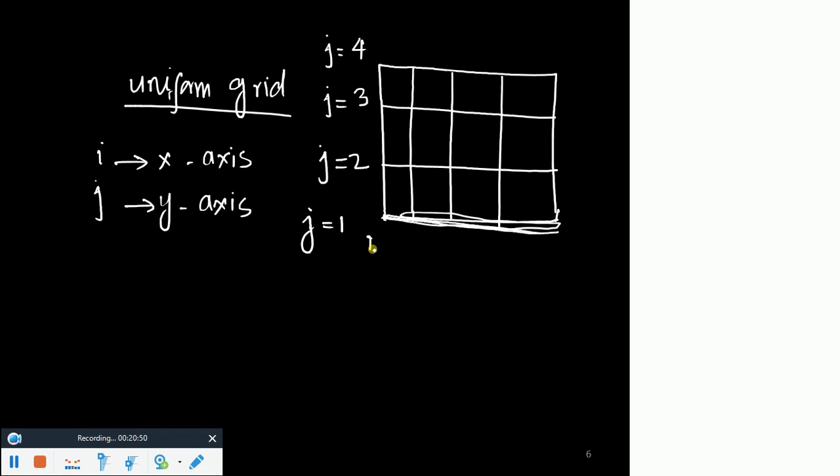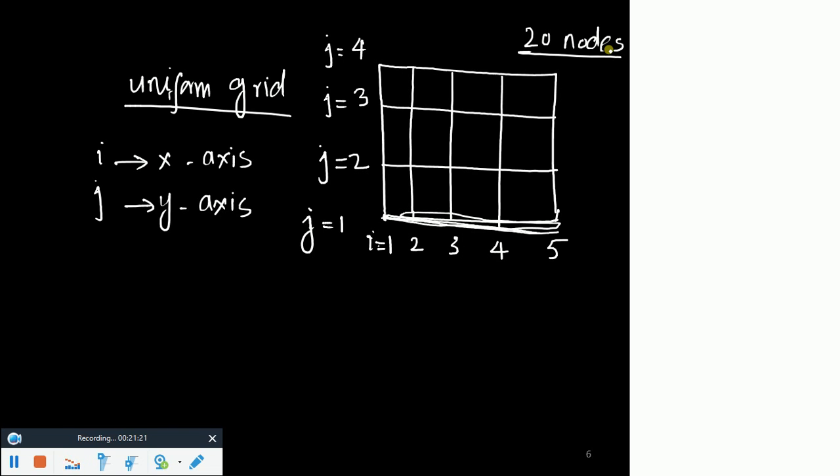So I would say this is I equals 1 over there, this is I equals 2, this is 3, this is 4, and this is 5. Now that's how you can assign the indices. Now my point is, how many intersection nodes are there? 1, 2, 3, 4 and 5 over there, so there are 20 nodes. It means you need to place 20 temperature sensors over there.